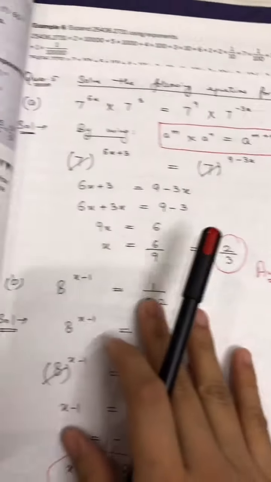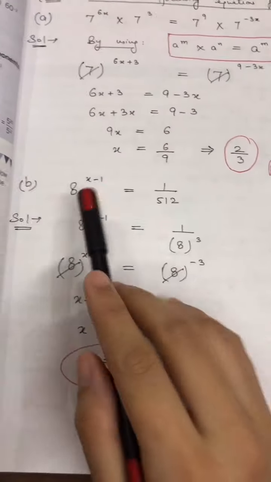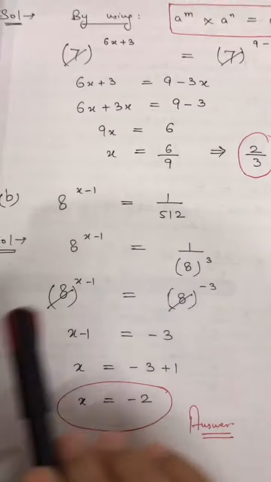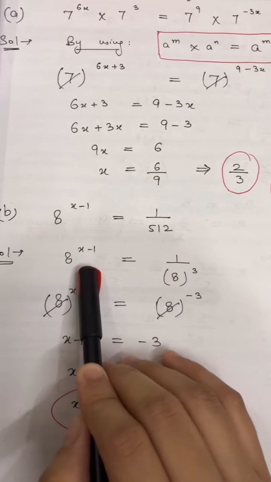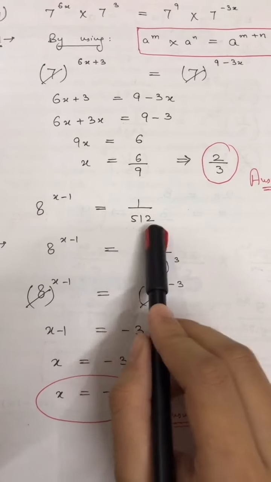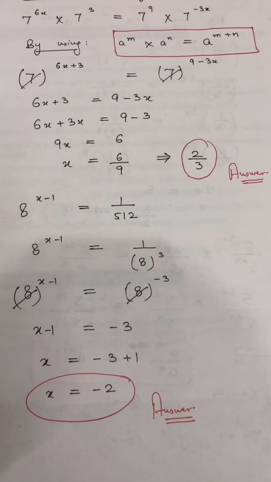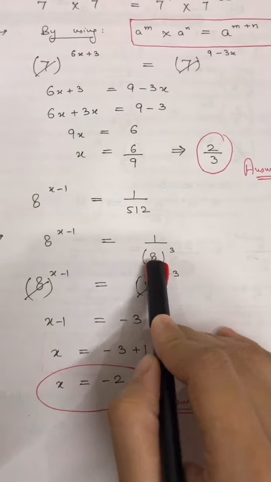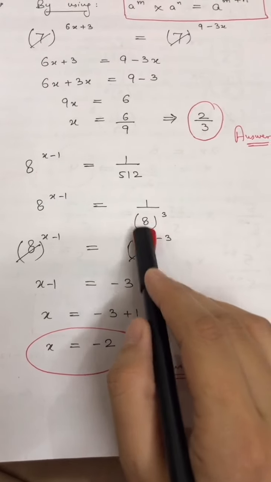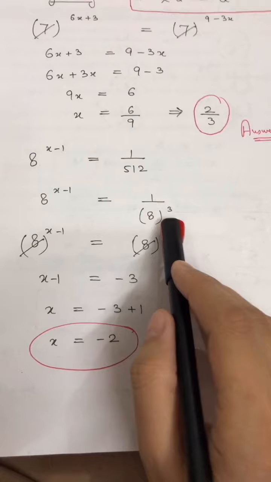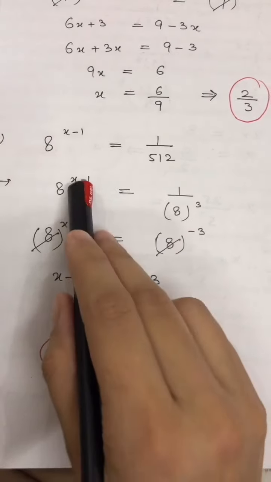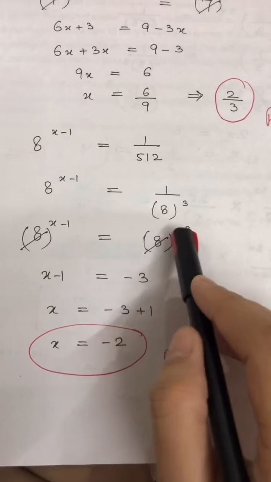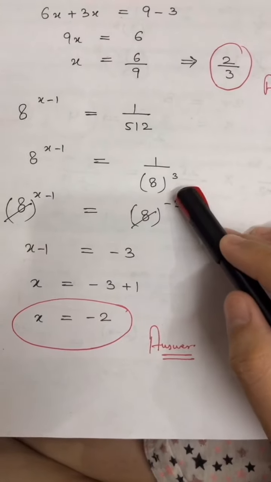Got it? Now, the second part, B, is 8 raised to power x minus 1 is equal to 1 upon 512. First of all, write the left hand side as it is, and on the right hand side, 512 is 8 cubed. You know very well that 512 is the cube of 8. So we can write it in this way: 1 upon 8 raised to power 3. Now the left side is as it is. Now 1 upon 8 raised to power 3 means 8 raised to power minus 3.